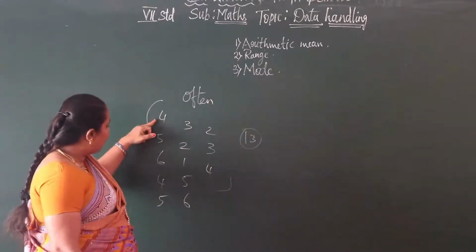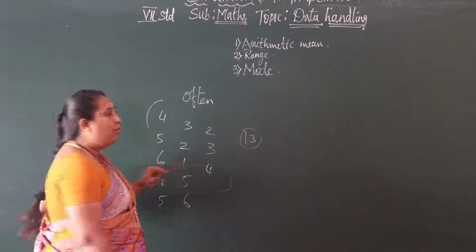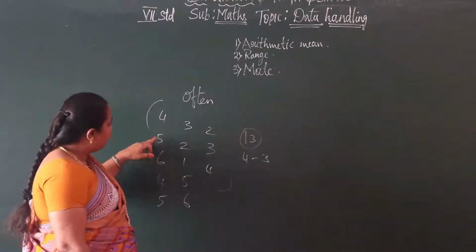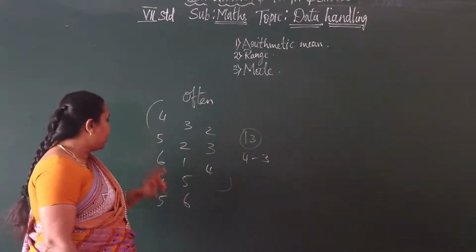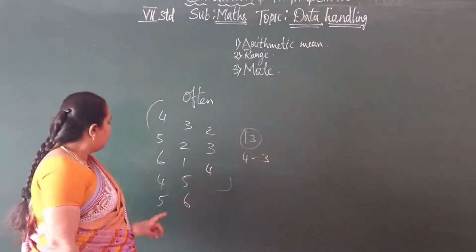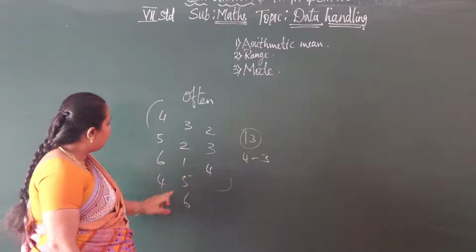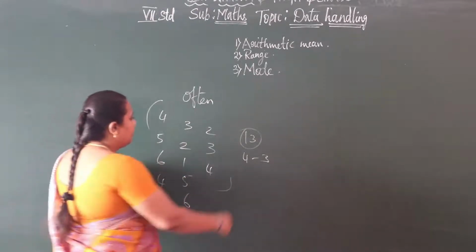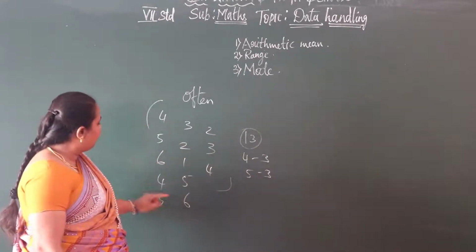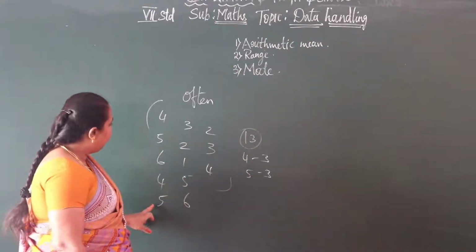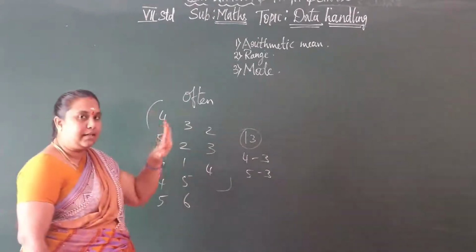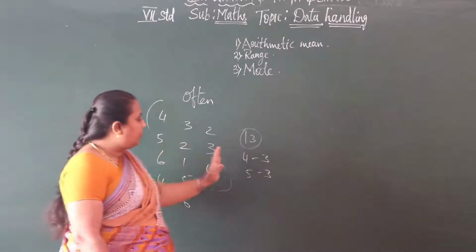See, 4 is once, twice and thrice. So 4 comes thrice. Then 5 comes twice only, and 6 only twice. 3 is also twice, and 2 is also twice, and 1 is only one time. Now we have the mode.